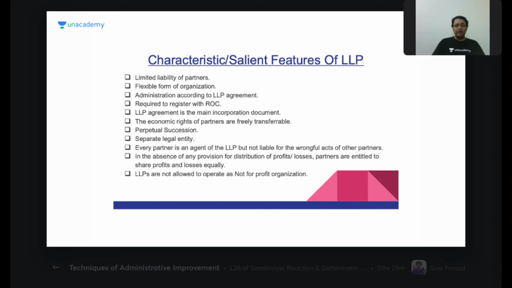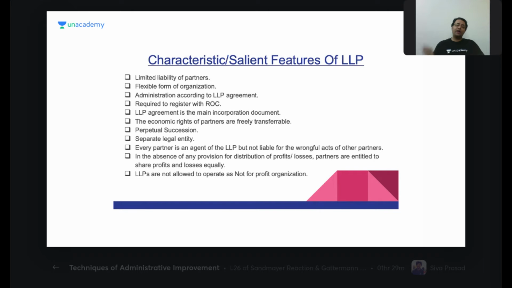Okay, let's move to the next point. Separate legal entity. Like I explained to you again, partner 1 and partner 2 come together and form an LLP called AB and Co. So now we have three different entities. We have partner 1, we have partner 2, and they both come together. Now the third entity that is formed is AB and Co. For income tax purposes, there are three entities.